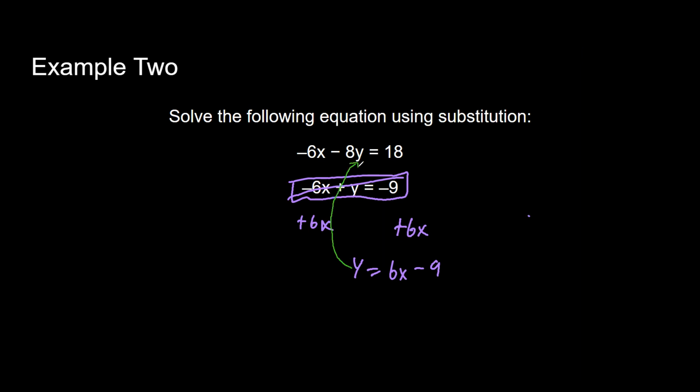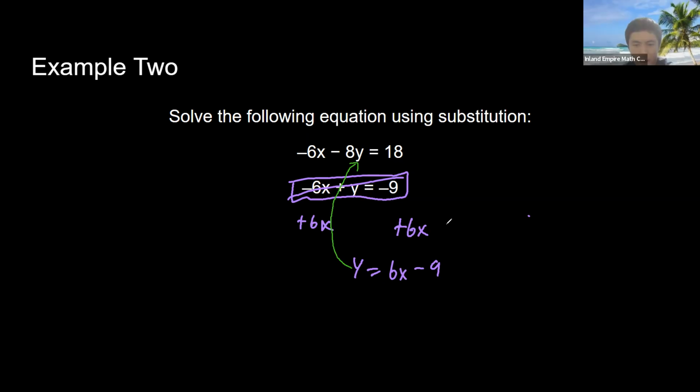I think we should add 9 to y. Not quite, but Kaden, think about the word substitution. So we want to change this first equation into an equation only involving the variable x. And we know that y equals 6x minus 9. So how would we change the first equation into a single variable equation involving x?